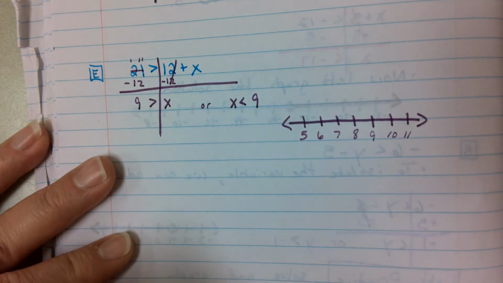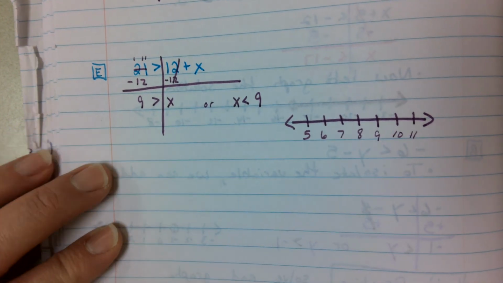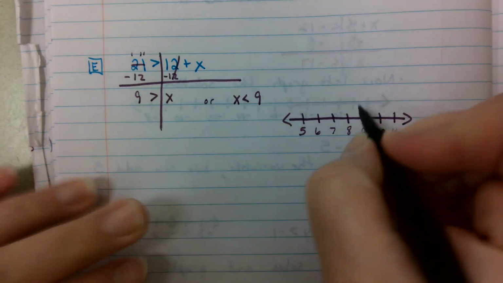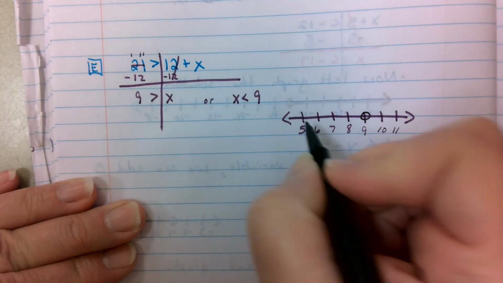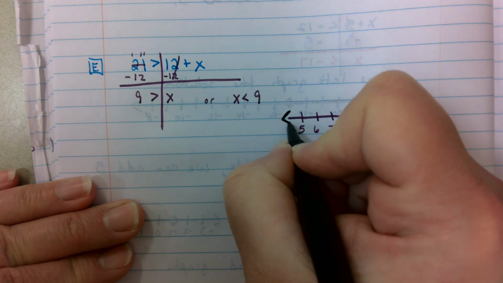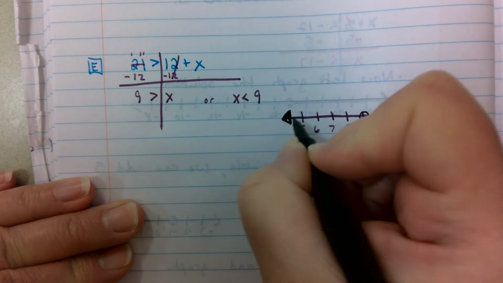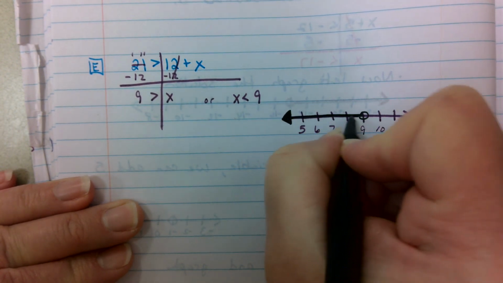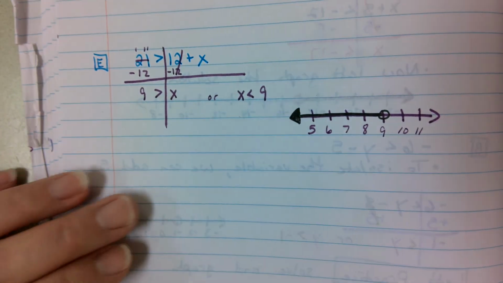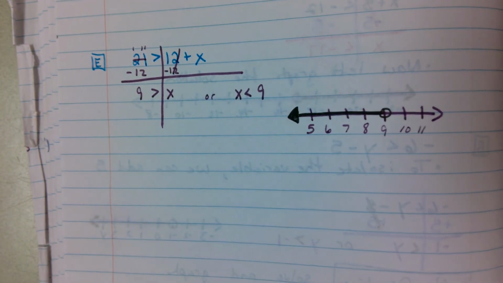All right, open or closed circle. We should have an open circle here at 9. And we're going all values less than, so our arrow is pointing this way, same as our inequality symbol. So it's all values less than 9, but not including 9. I hope you did great on this.